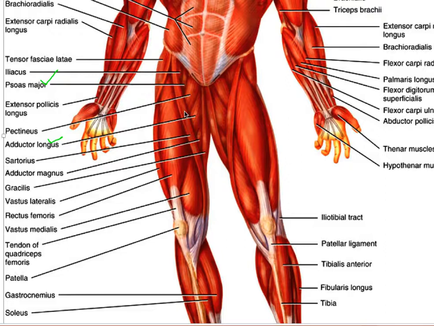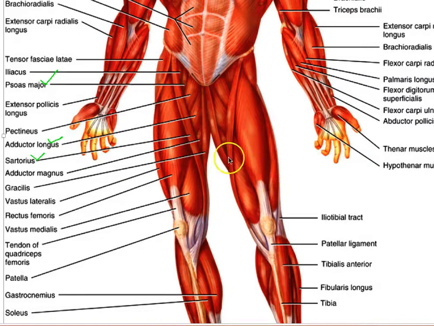Sartorius is literally the only muscle in our body that crosses two joints, one here and one down here. It is also called Taylor's muscle for when you actually cross your knee. Not that you need to know that or anything like that, but take a look at what it's doing. It literally wraps around the entire knee right there.